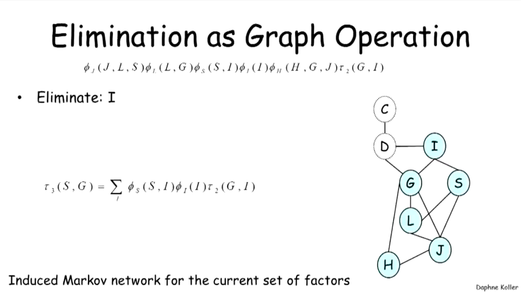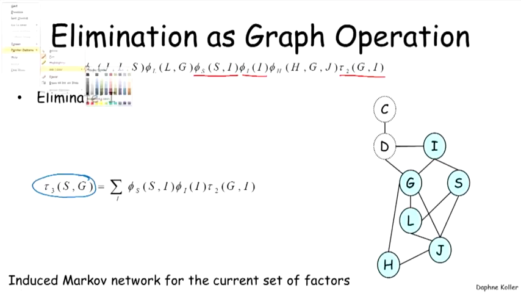Continuing on, we're going to eliminate I, and that involves multiplying in this term, and this term. And now something interesting is going to happen. The factor that we introduced, which is tau 3 of S and G, is a factor that doesn't have an edge in the current graph. So if we're interested in having this graph represent our current set of factors, we're going to need to introduce this edge between G and S, because that edge is necessary because S and G are together in the same factor.